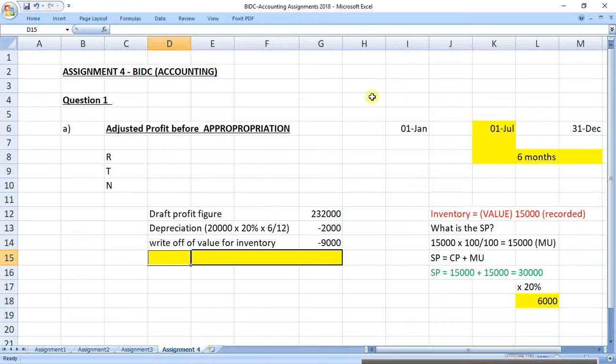Okay, so what am I going to do? Work out the adjusted profits. New adjusted profit is this minus that. Right, so 221000 is the adjusted profit after taking that stuff into consideration. Okay. That covers question 1A.